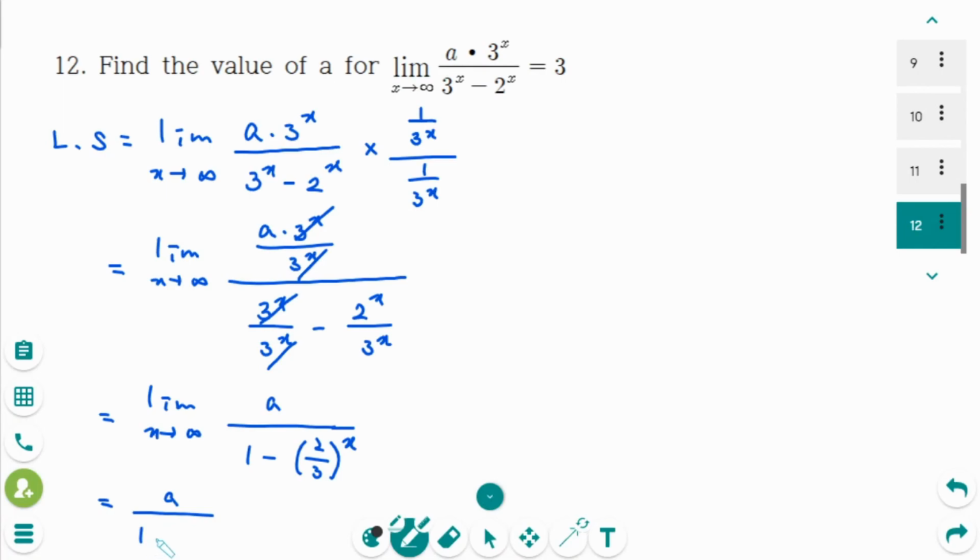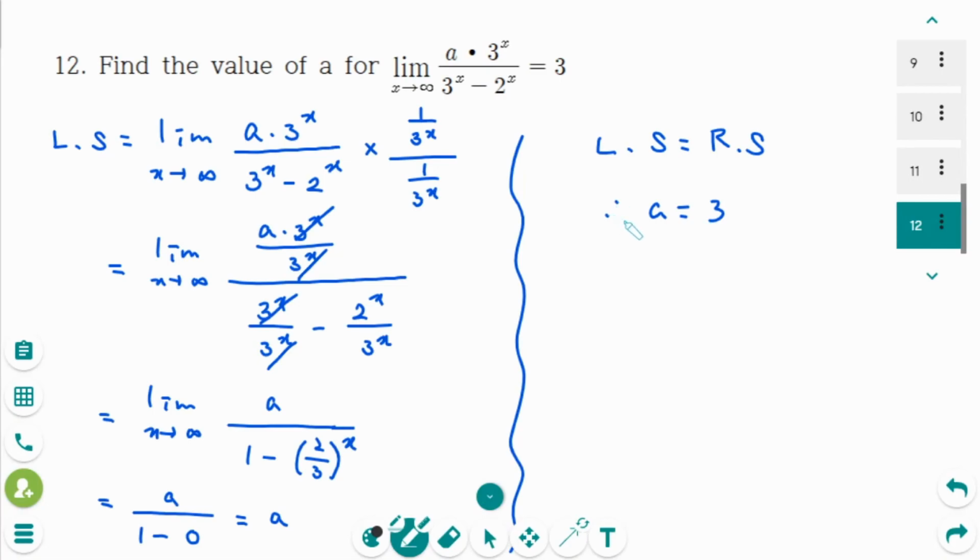This is a over 1 minus, do you remember? This number is between 0 and 1. When infinity is put into x, this one will be 0. So that one is a over 1, which is a. So the left side answer is a. Then the left side is equal to the right side. So a equals 3. That is the answer.